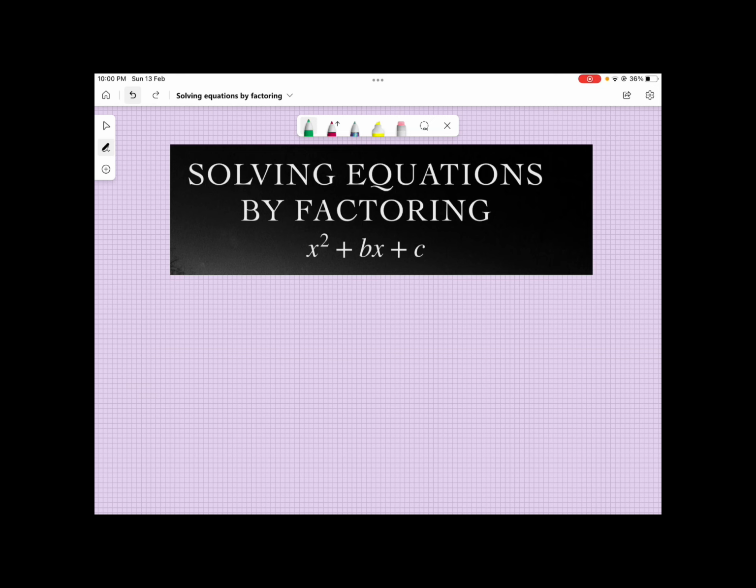Solving equations by factoring, the first type: x squared plus bx plus c, when the coefficient of x squared is 1. Before I start, I would like to remind you how do we expand x minus 2 multiplied by x plus 3?